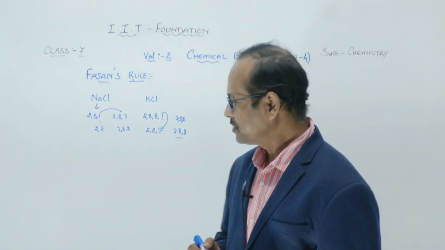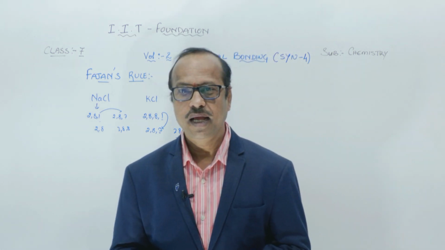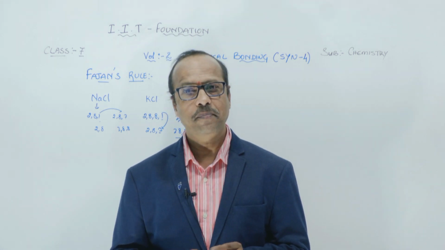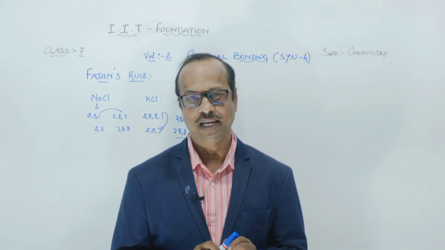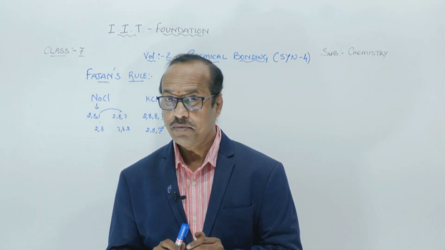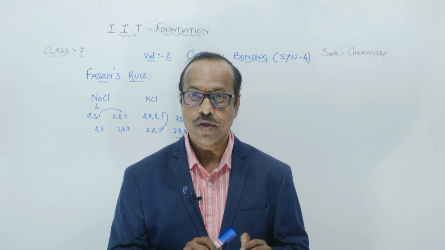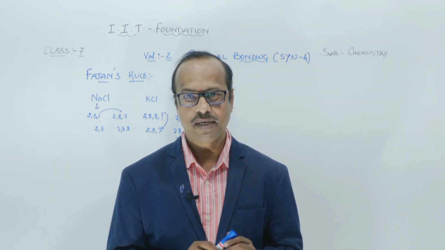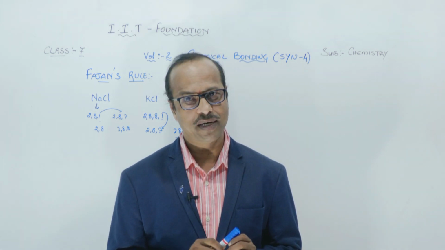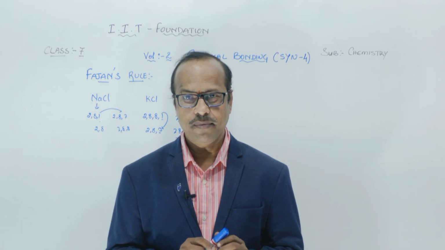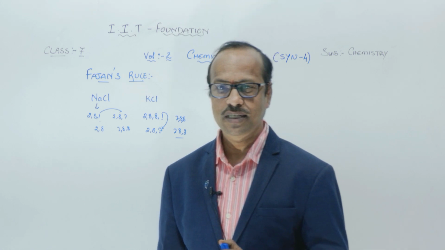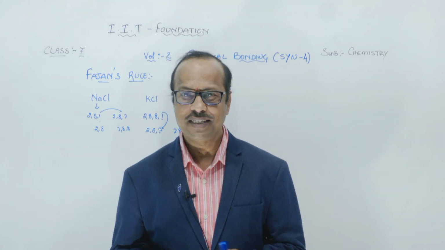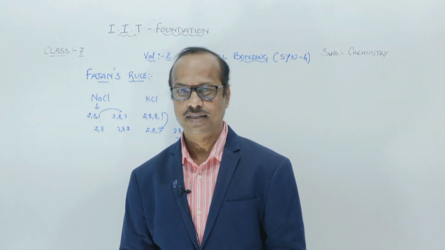Here, students, no compound is completely ionic, meaning 100% ionic. Similarly, no covalent compound is completely covalent, meaning 100% covalent. So in ionic bonds there is also a little amount of covalent nature, and in covalent compounds there is also a little amount of ionic nature.